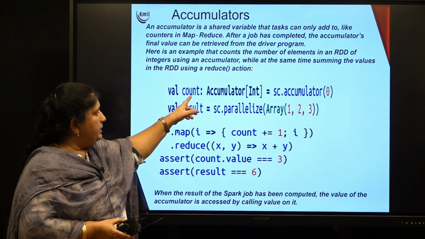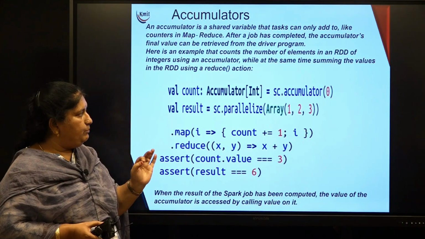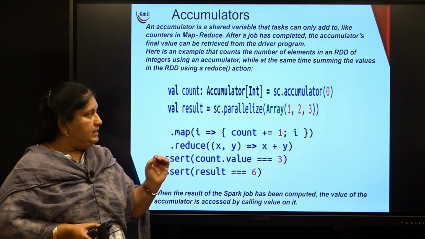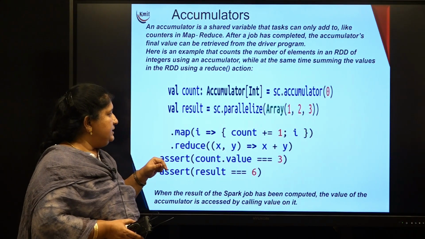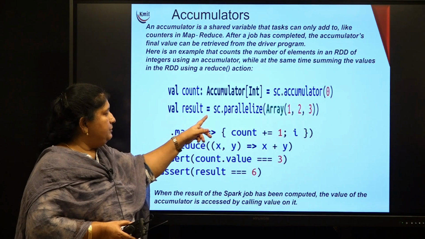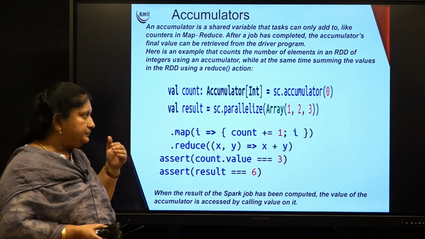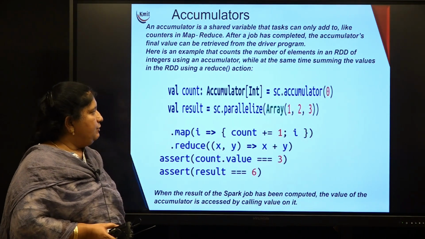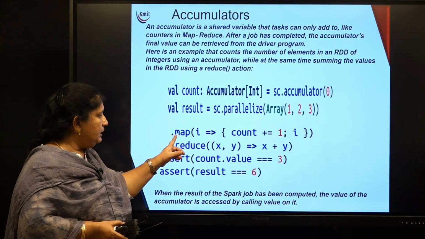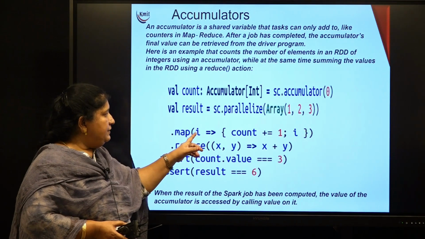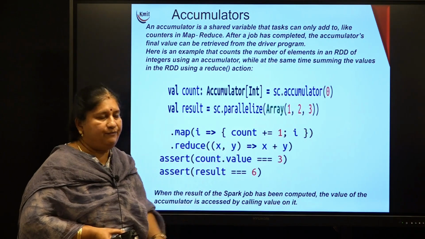Val count is an accumulator of integers. How did we define it? sc.accumulator(0). I am sending the accumulator's initial value as 0. Then what did I specify? val result = sc.parallelize(Array(1, 2, 3)). What is the map method doing? Whichever i value it receives, it increments the count value for every i value.